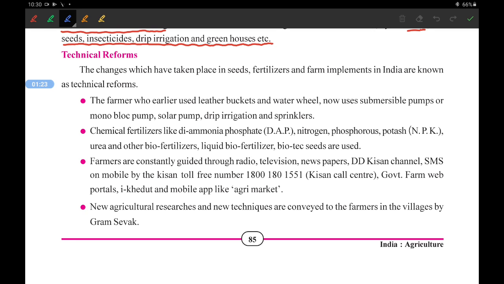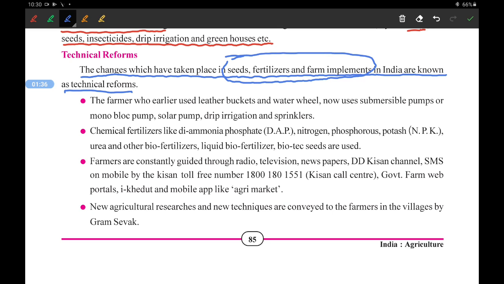Now what are technical reforms? The changes which have taken place in seeds, fertilizers and farm implements in India are known as technical reforms. So basically the changes in seeds, fertilizers and farm equipment are known as technical reforms. See, the farmer who earlier used leather bags, buckets and water wheels is now using submersible pumps or monoblock pumps, solar pumps, drip irrigation and sprinklers. So this is considered a technical change.